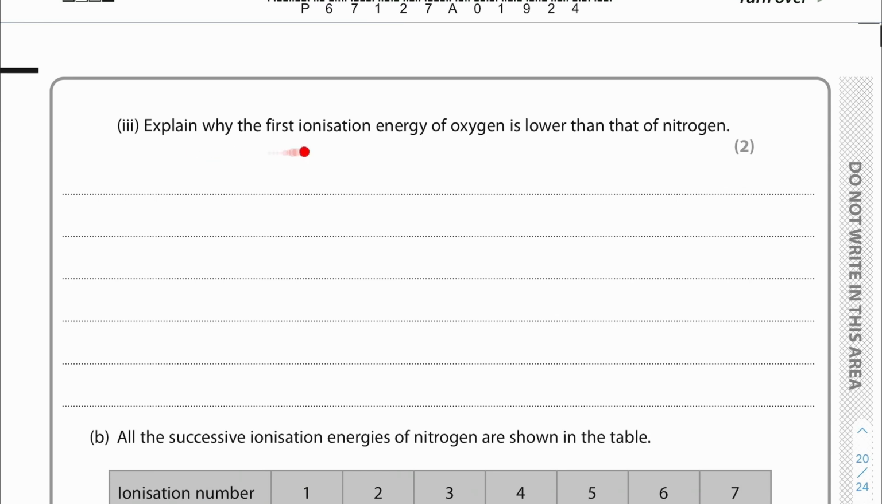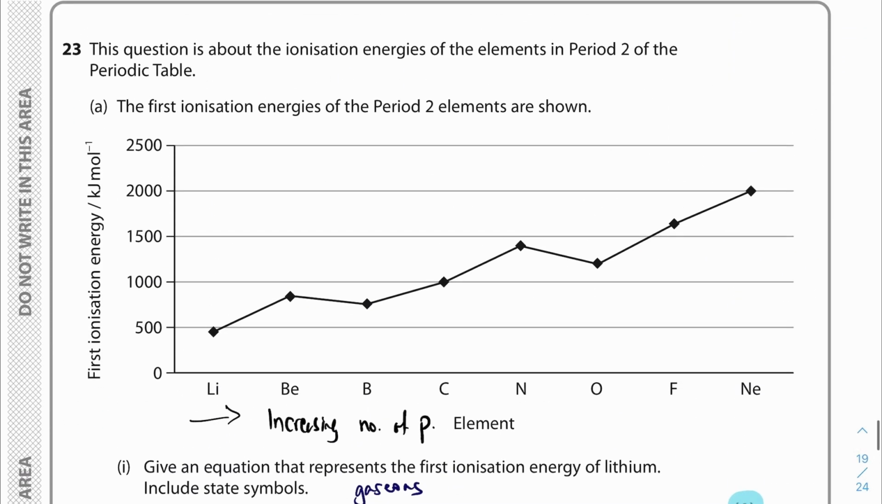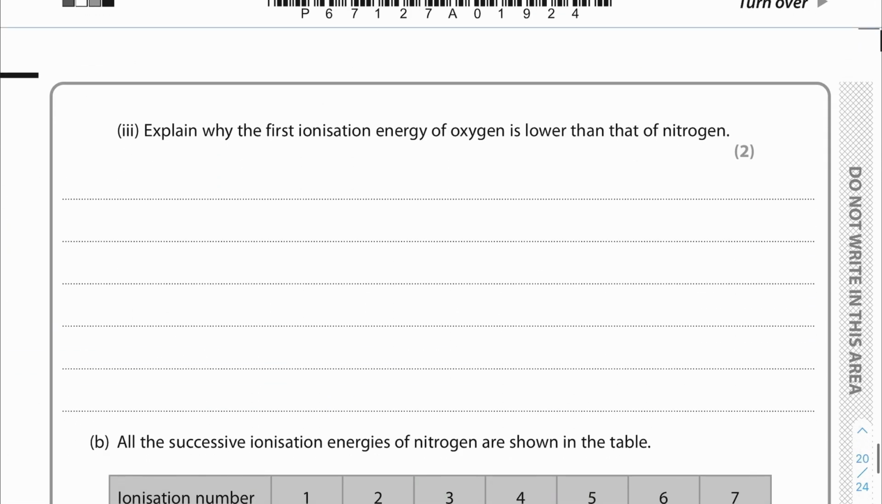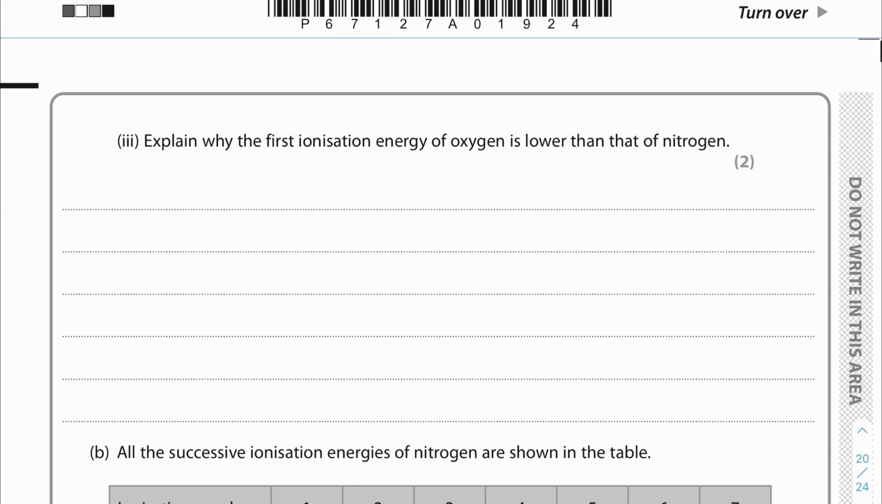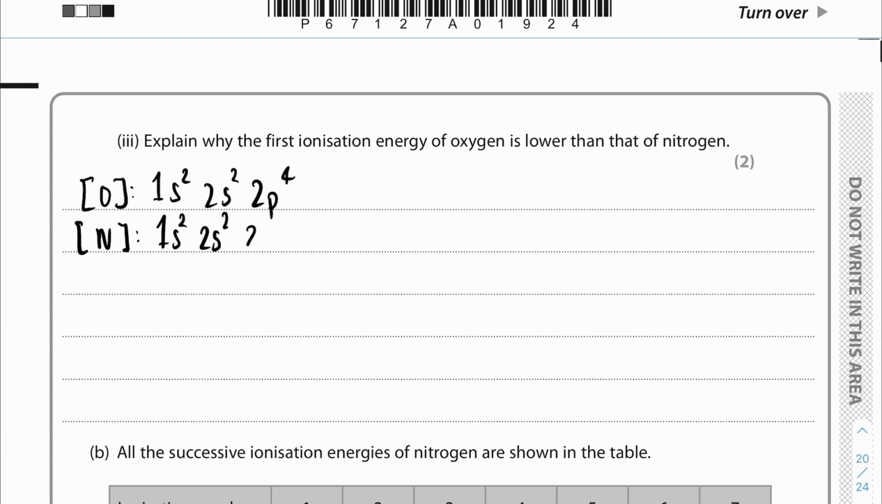Explain why the first ionization energy of oxygen is lower than that of nitrogen. Okay, so now let's go back to the original graph. We can see there's a visible dip here between N and O. That's actually to do with the electrons. Now let's write the electron configuration of O to illustrate what's going on here. So that is what we have: 1s2, 2s2, then 2p4, and for N we have 1s2, 2s2, and 2p3.